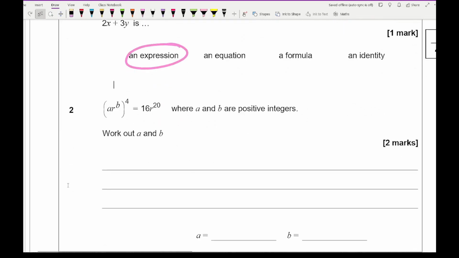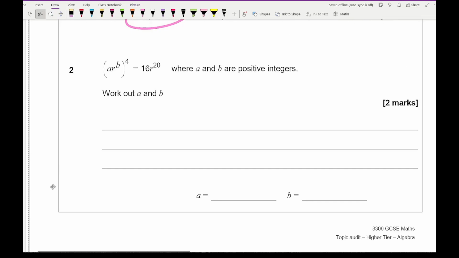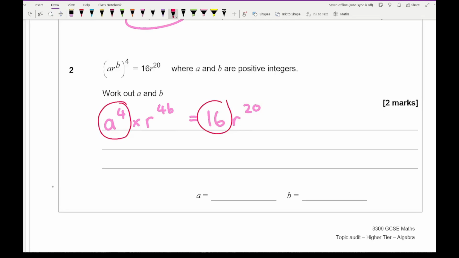Then for question 2, it says a r to the power of 4 equals 16r to the power of 20. So this one is comparing coefficients. First things first, let's expand the bracket. So we have a to the power of 4 and then times r to the power of 4b, and that equals 16r^20. Looking at this, it means that a to the power of 4 is going to equal 16.